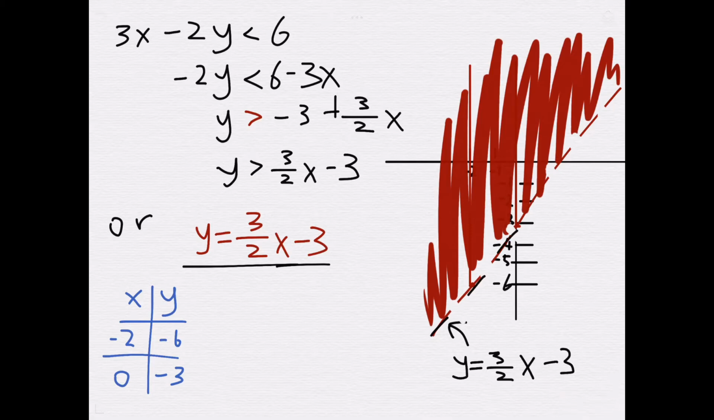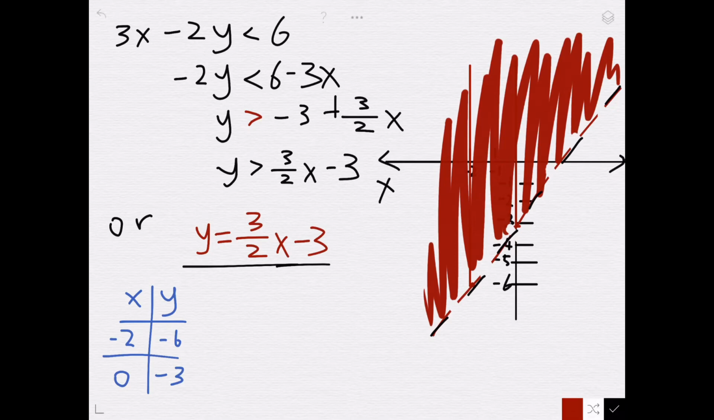Just making this dashed line more obvious. Now we don't need this equation because we already have the inequality. Oh, don't forget to label the x-axis and y-axis. This is a pretty straight line. So then we are done with this graphing problem.